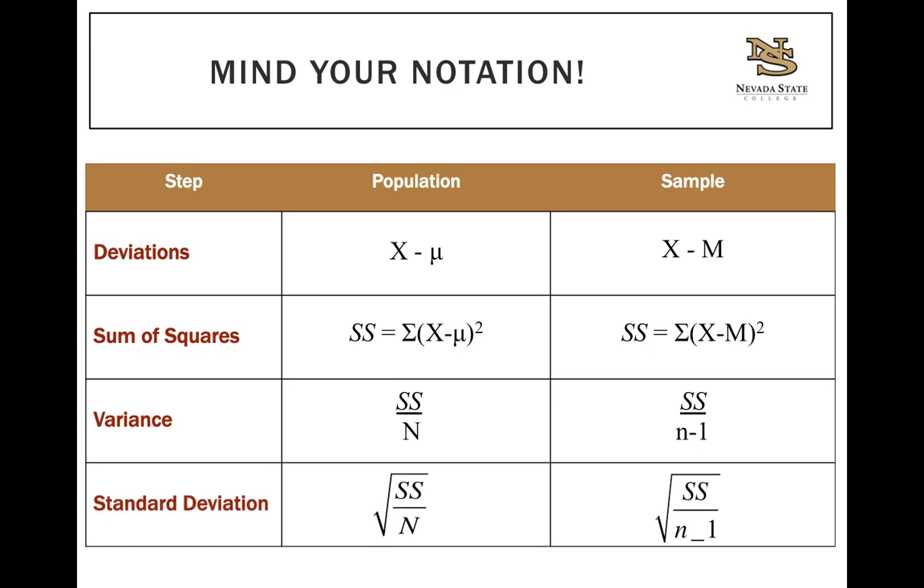And finally, when you're figuring out your standard deviation, here we have the square root of our variance, and here we have the square root of our variance. That should be n minus 1.